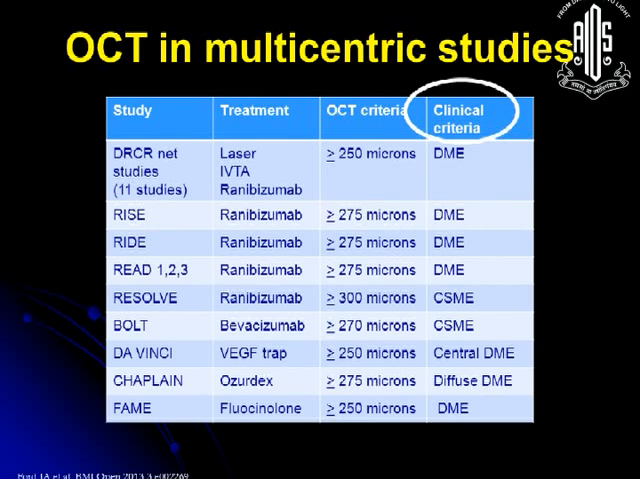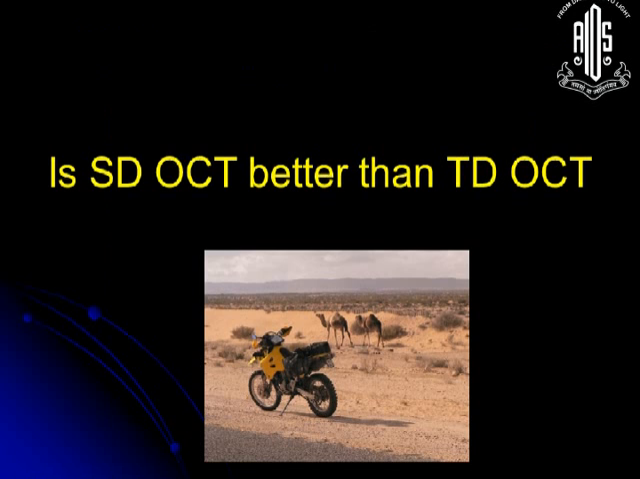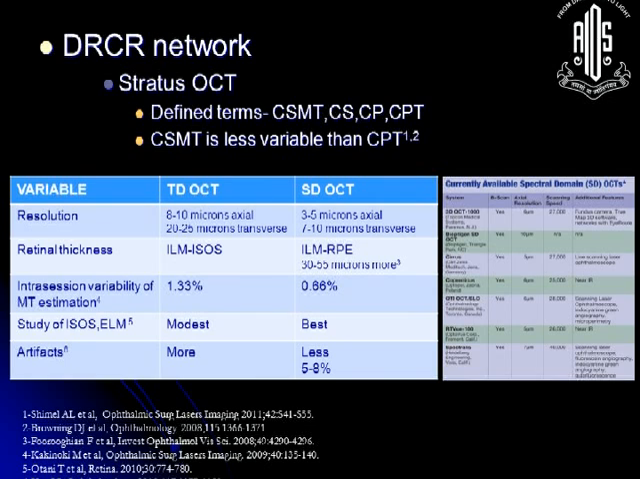The next question is, is spectral domain OCT better than time domain OCT? Now the answer is we do not know, because we do not have comparative studies; all the trials have looked at time domain machines. But we know that there are significant differences between the spectral domain and the time domain OCTs. The resolution is much better with the spectral domain OCTs. Intersession variability is much less. Artifacts are much less. The study of ISOS and ELM is best with spectral domain machines.